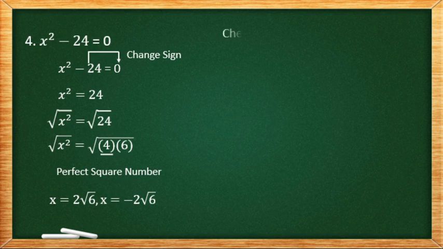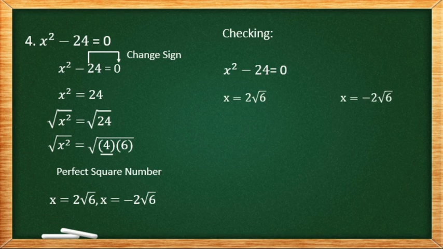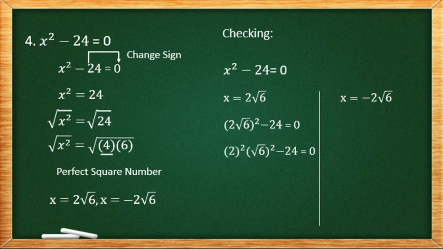Check natin kung tama yung sagot natin by checking. So, the given equation, x squared minus 24 is equal to 0, with the value of x na nakuha natin, 2 square root of 6 and negative 2 square root of 6. By checking, substitute the value of x. Okay. The first one is 2 square root of 6. Tignan nyo kung paano mag-check. Substitute the value of x. Para hindi tayo malito, isa-isa natin. Yan. 2 squared, then square root of 6 squared minus 24 is equal to 0.